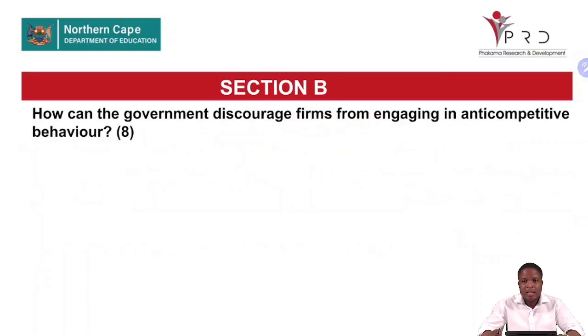Right, so this one is a higher order question. It says, how can the government discourage firms from engaging in anti-competitive behavior, meaning restricting others by abusing their power? You have 5 minutes to write full sentences to say how the government can discourage those businesses who are trying to take over the markets by practicing anti-competitive behavior, not allowing others to enter the market.